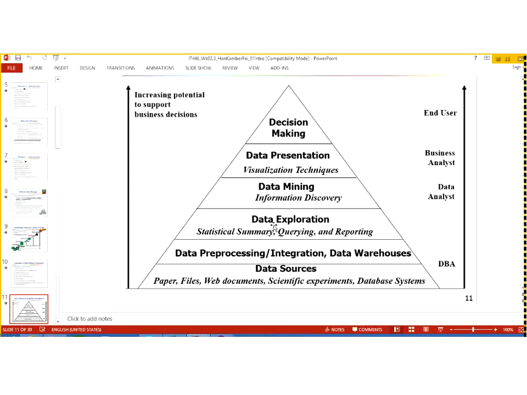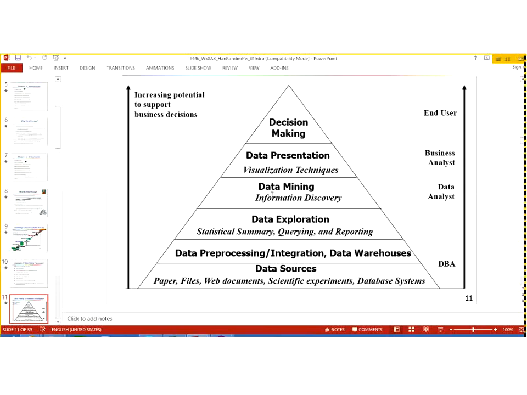We start with the different data sources, which can be paper, files, web documents, scientific experiments, database systems. Then we have the data pre-processing, integration, and then we come up with the data warehouse. Then we try to explore it. After the data exploration, this is just an ordinary task. We have statistics, summaries, querying, reporting. Then we start with the data mining, where we discover new information.